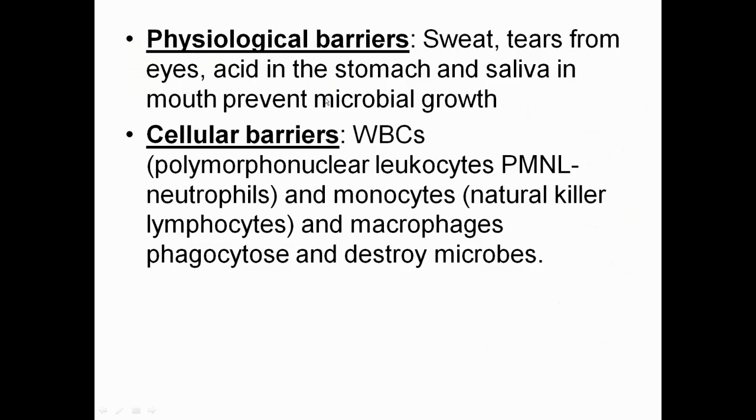Next is the physiological barrier. It is very easy to understand. Sweat, tears in eyes, acid in stomach, saliva. They are physiological barriers. These are substances or enzymes produced by the body to prevent any sort of microbial growth. Now come to the cellular barrier.